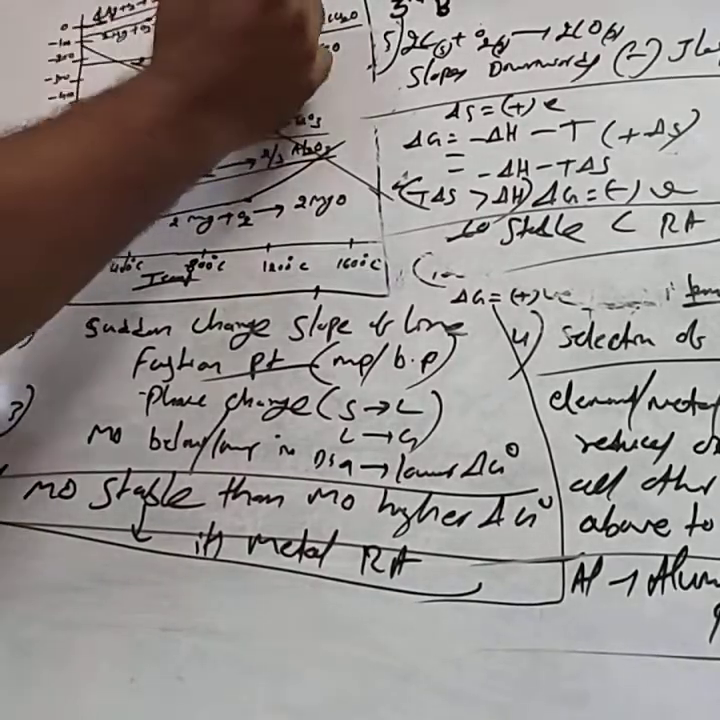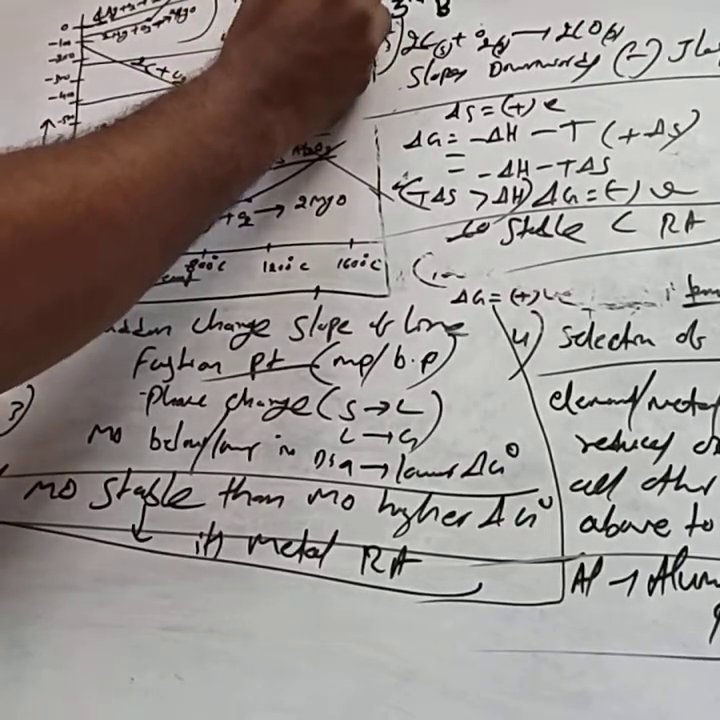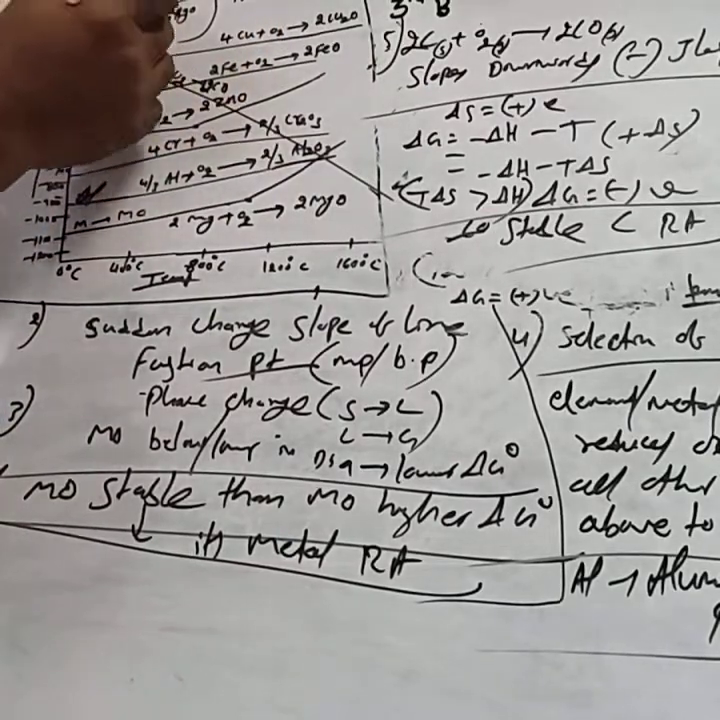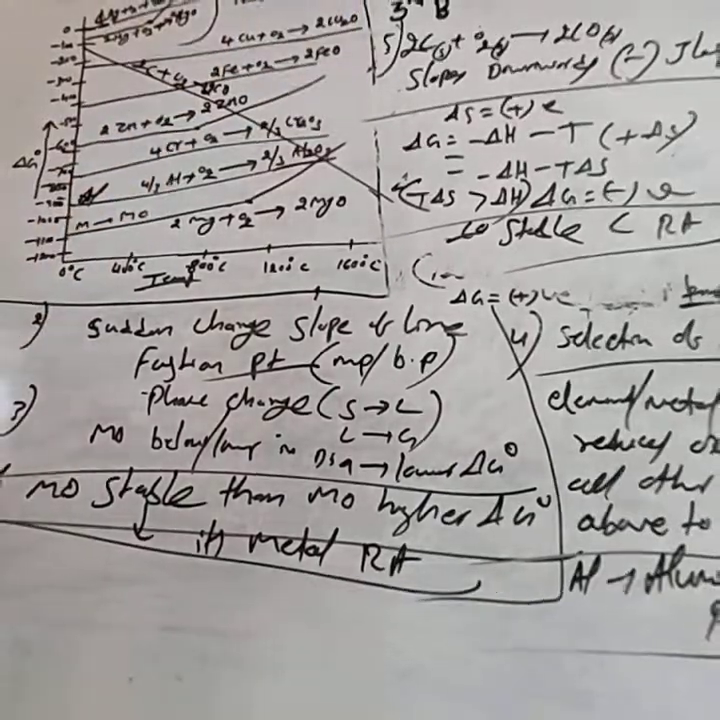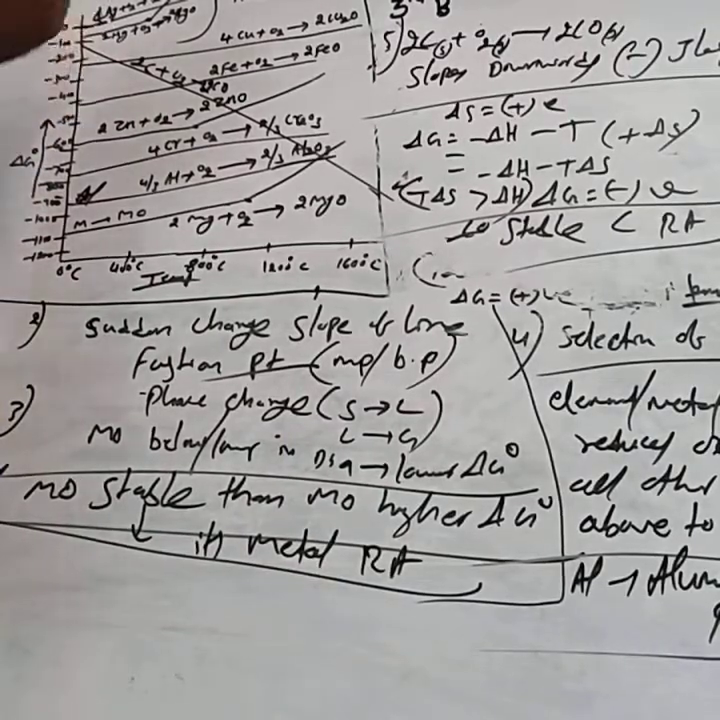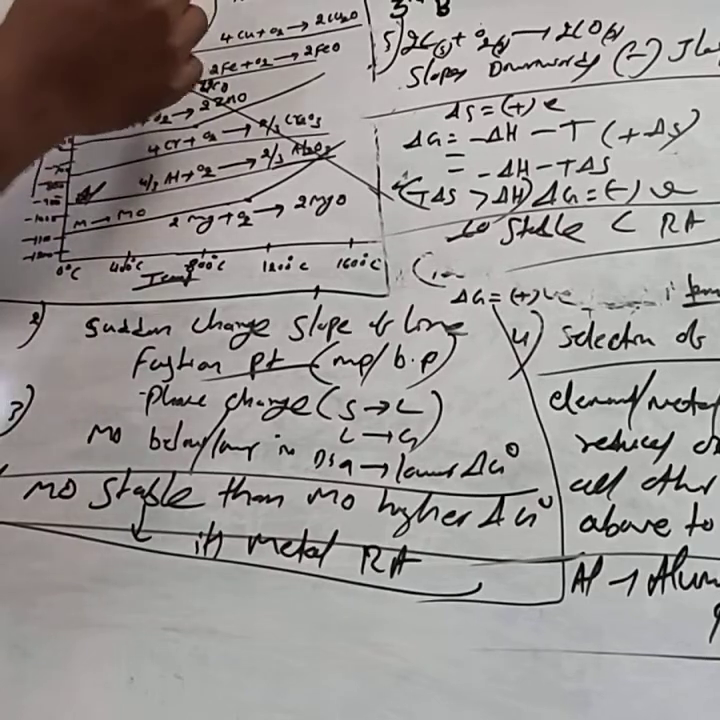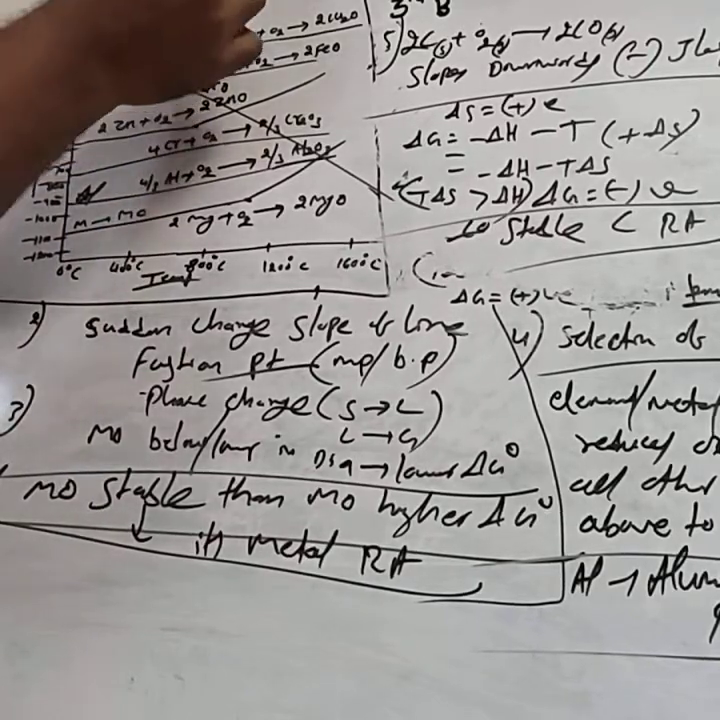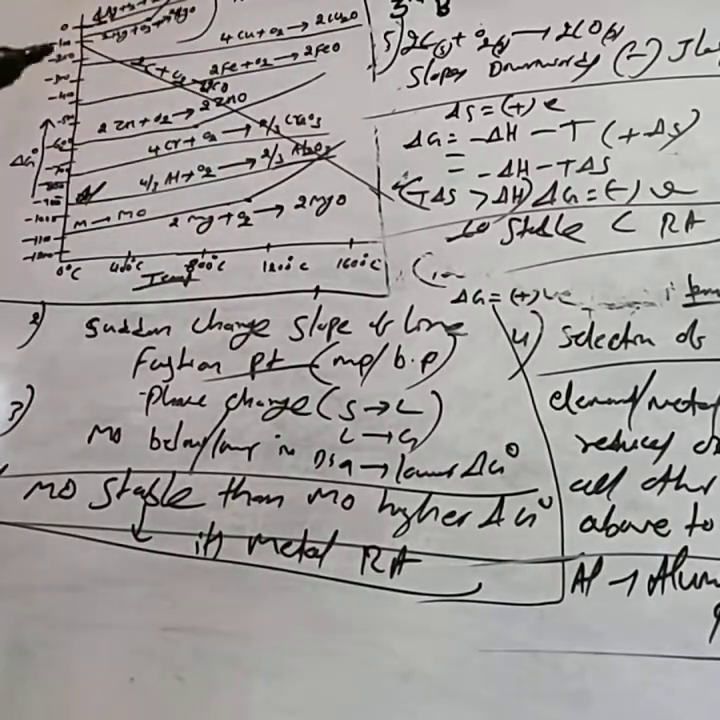If they are unstable, then upon heating, that is on thermal decomposition, HgO and Ag2O decompose to give the respective metals, silver and mercury. They can be obtained by thermal decomposition without using any reducing agent, because Ag2O and HgO have positive delta G naught values, they are unstable in nature, hence they easily decompose. That process is called thermal decomposition. This is about the Ellingham diagram.